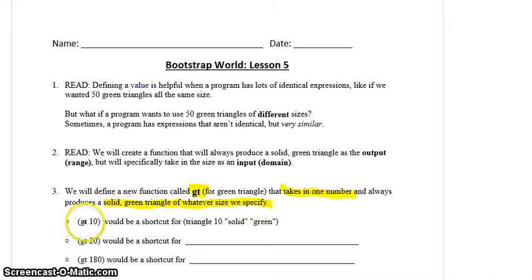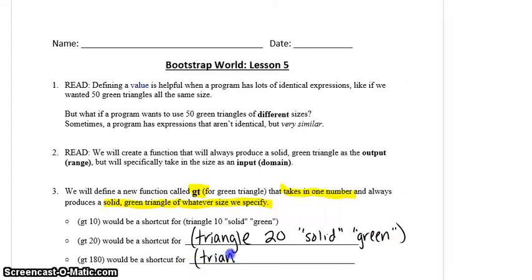So as a couple examples, we're going to be teaching the computer a shortcut called GT. So when I type in my shortcut, GT10 specifically, it's a shortcut for writing it out the long way. Triangle, size 10, solid green. Along those same lines, GT20 is going to be a shortcut for triangle, size 20, solid green. And again, a little bit of repetition doesn't hurt. GT 180 would be a shortcut for triangle, size 180, solid green. So we're going to be teaching the computer basically this shortcut so we don't have to type it in the long way every single time.